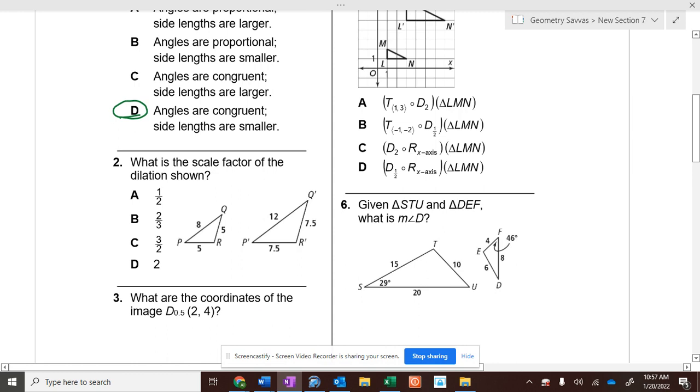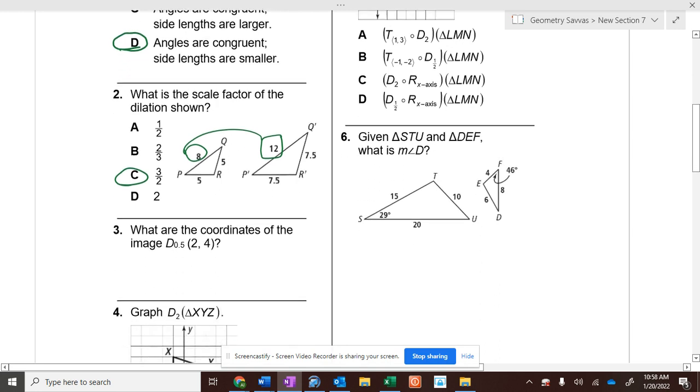What's the scale factor on number 2 going to be? B or C? C. It'll be C because you always put the new over the original. 12 over 8 is 3 over 2.